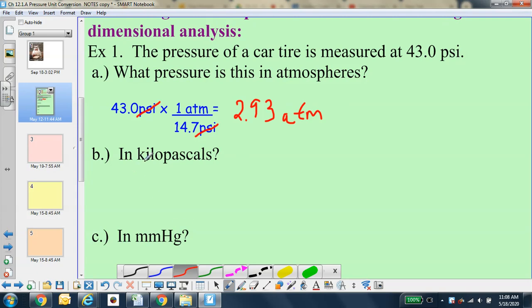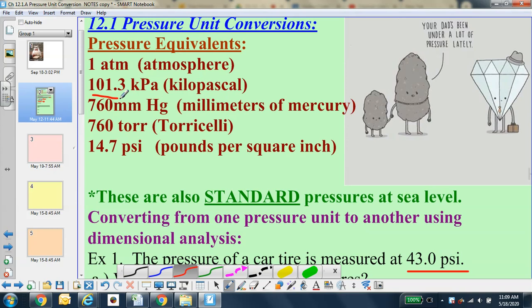So for the next example, we've got our 43.0 psi and we want to convert it to kilopascals. So I need to get the PSI unit to cancel off, and I'm converting to kPa, and we need numbers to go with the kPa unit and the PSI unit, and they have to be equal to each other. So if we come back up here, 101.3 goes with kPa, 14.7 goes with the PSI.